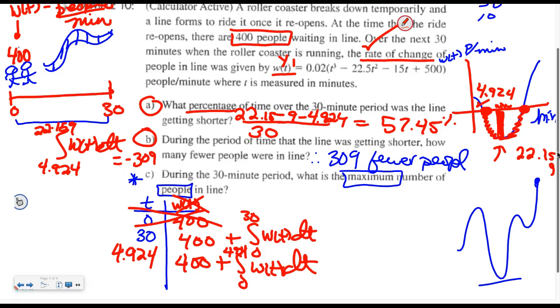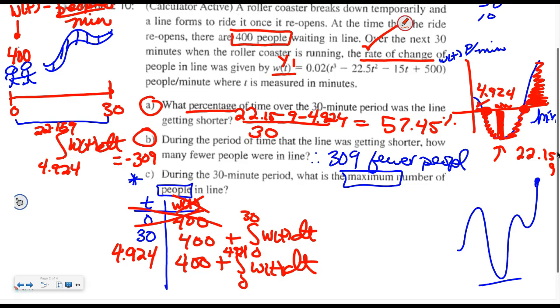These are really my viable candidates. Then I lost a whole bunch, 309 to be exact, right? And then I gained a pretty big chunk of people, bigger than that over here, right? So do you think the max is at the end? Or at the 4.924? It's actually not. It's at the end, because you see it's going to gain all these people in that last chunk of time.